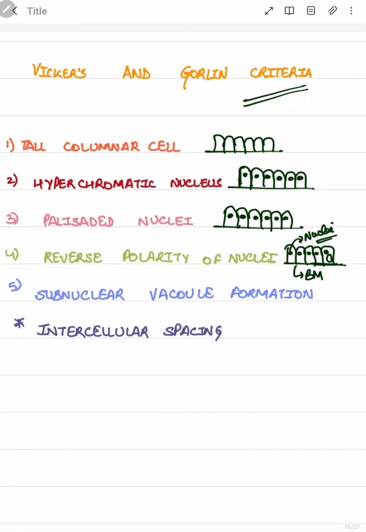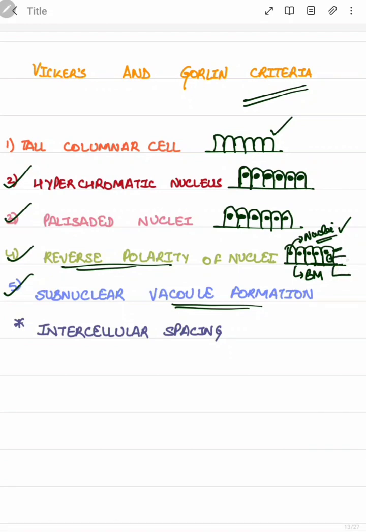So there should be tall columnar cells present. The nucleus should be hyperchromatic, meaning there should be dark staining nuclei present. The nucleus should be palisaded, it means the nuclei should be present in a single line only. There should be a reverse polarity of the nucleus. The nucleus should be present away from the basement membrane. So it shows a reverse polarity. Then the subnuclear vacuole formation should be there, as there is a space between the nucleus and the basement membrane.